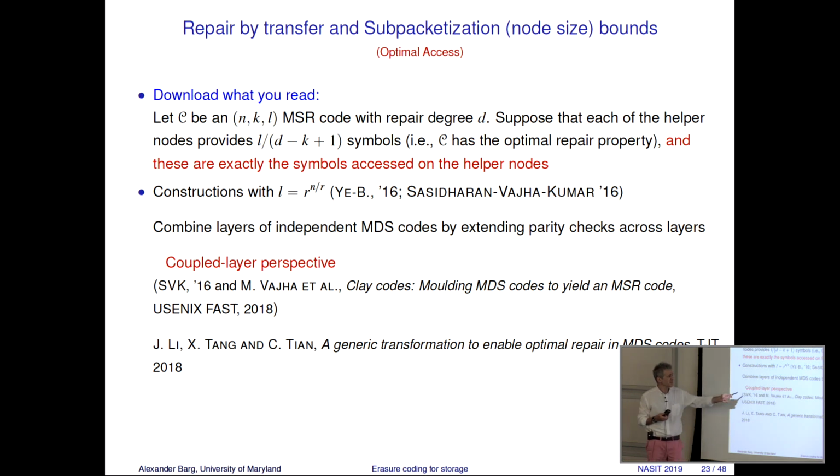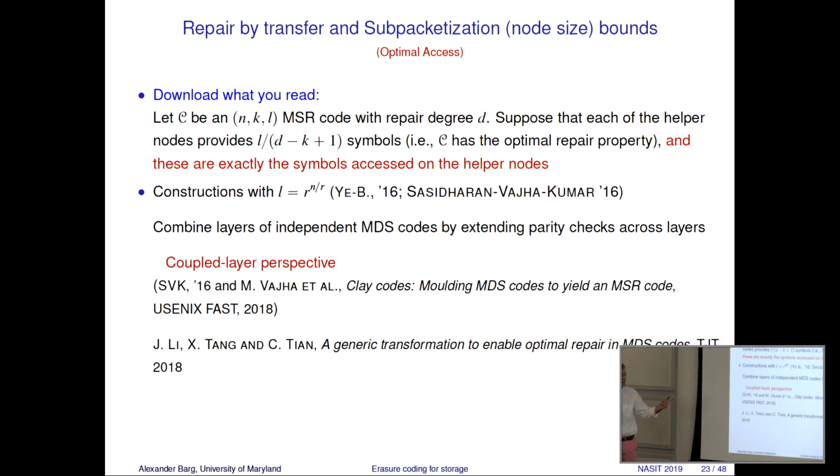This coupled-layer perspective in particular was promoted in this work of Sasidharan, Vajha, and Kumar, 2016. And then there was a work with Maina and Min, and well, we joined forces, and it was published in this USENIX FAST conference, a conference that targets system designers.